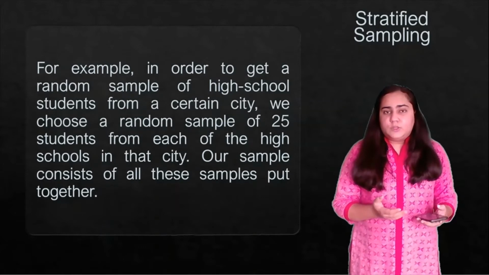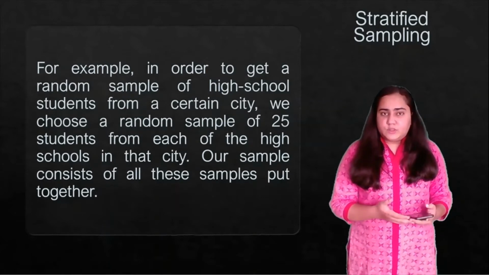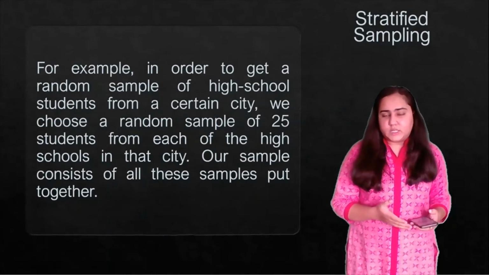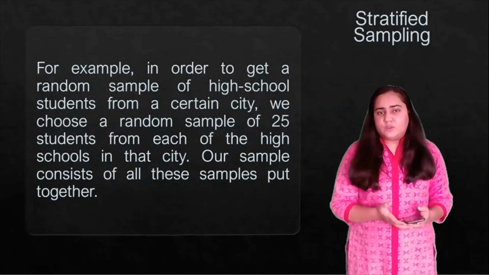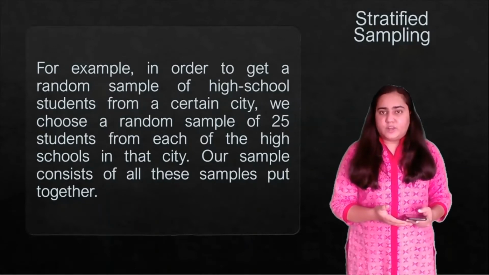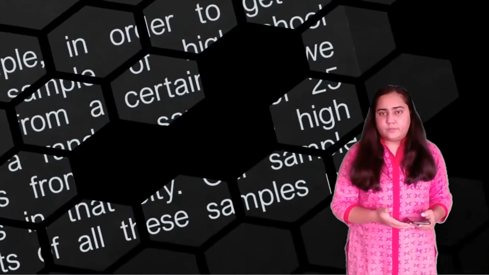To get a random sample of high school students from a certain city, you would choose, first of all, a random sample of 25 students from each of the high schools in that city. And then you'd combine all those 25 students to create your whole sample. So this is stratified sampling.